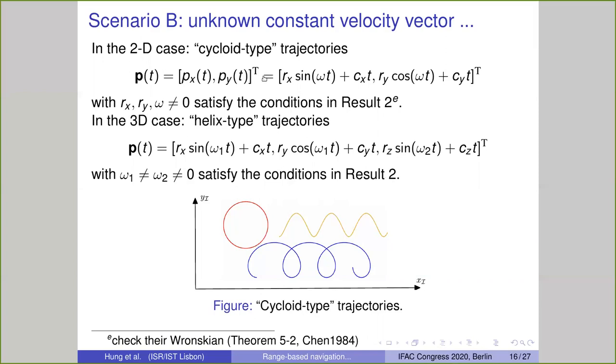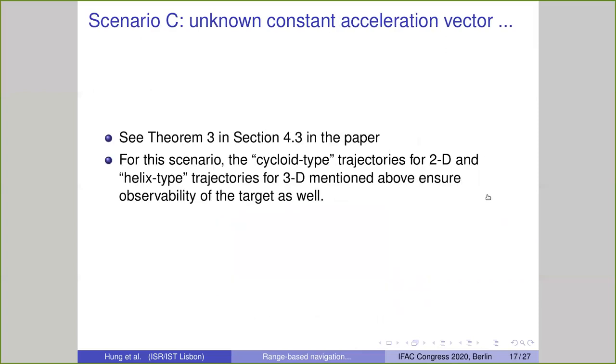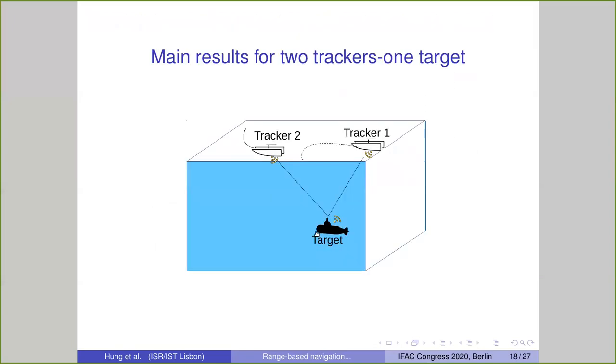We can check these trajectories by checking their Wronskian. Because of the time limit for the presentation, we skip the details for the case where the target moves with a non-constant acceleration vector. But we can show that the cycloid trajectory and the helix type trajectory mentioned above can ensure observability of the target as well. So now we move on to the case where we use two trackers to localize the target.